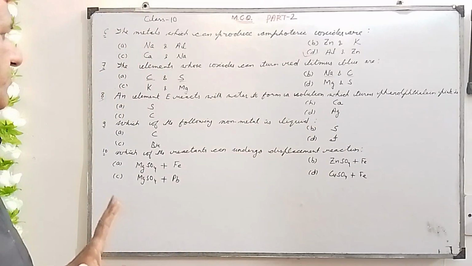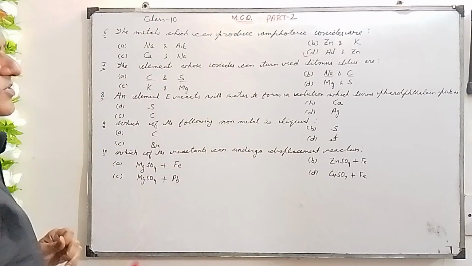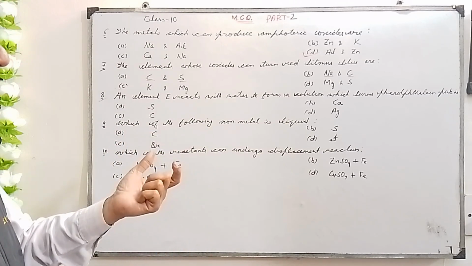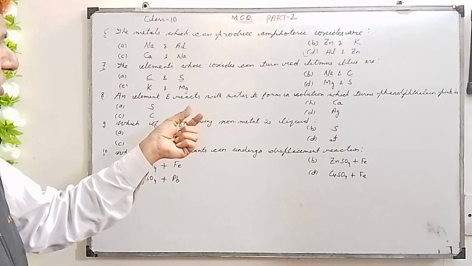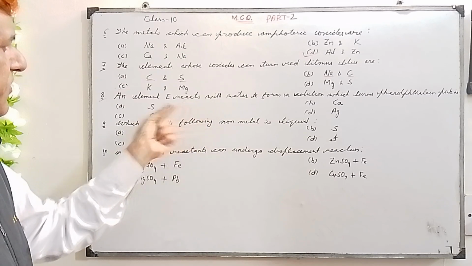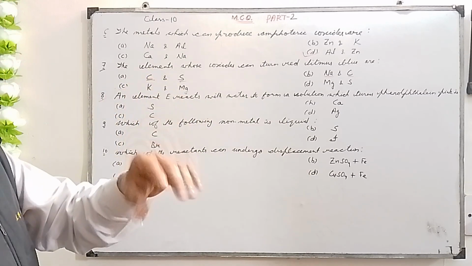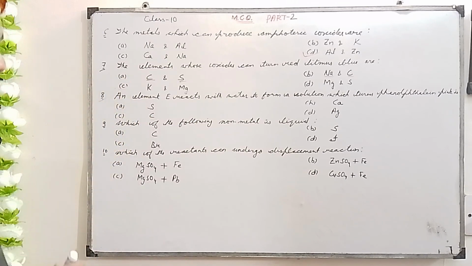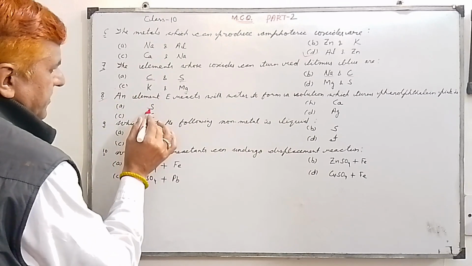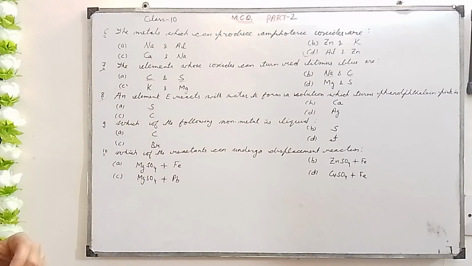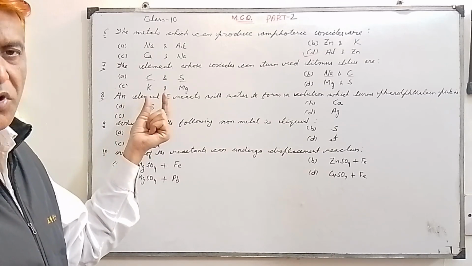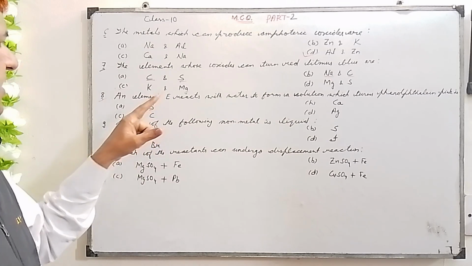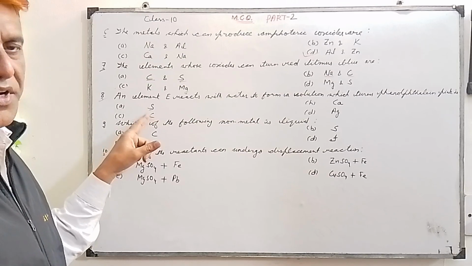So my dear students, now an element E reacts with water to form a solution which turns phenolphthalein pink. So we have to understand that the solution of which element in water is basic in nature. So we have to find that metal. Our A option is sulfur. Always remember that non-metals generally do not react with water. For example, sulfur is non-metal, this will not react with water. Carbon is also non-metal, this will also not react with water.